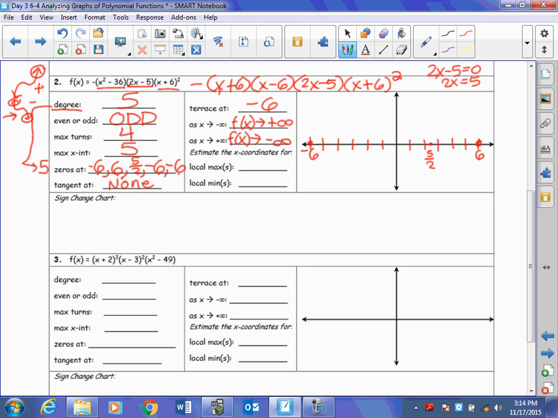Okay, so I know the behavior is actually going to start from up here, and I know it's going to end down here. But instead of just sketching it, I'm going to make my sign change chart. So I'm going to pick points that are in between the intervals. What's a point to the left of negative 6? Negative 7. Okay. A point in between negative 6 and 5 halves. Pick the easiest one. 0. And then the next point between 5 halves and 6. 4. That's good. And then a point to the right of 6. 7. Okay, so there's our 4 points.